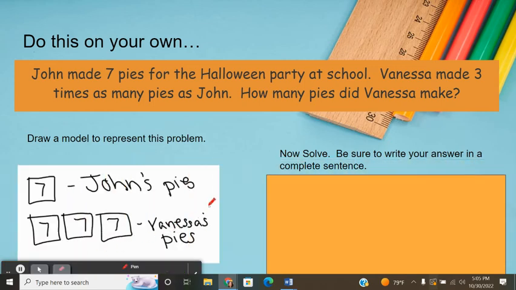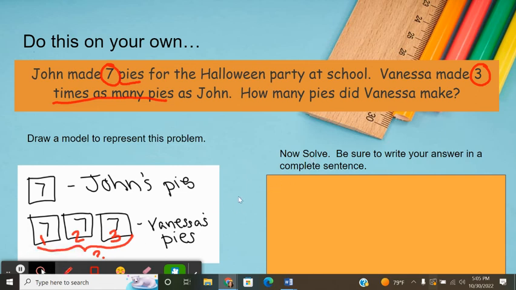All right, your model should look like mine. I have 7 pies that John made. So here's John's 7 pies. But Vanessa made 3 times as many pies. So we have 1, 2, 3. And this is where I should have my question mark. I'm trying to find out how many pies Vanessa has.